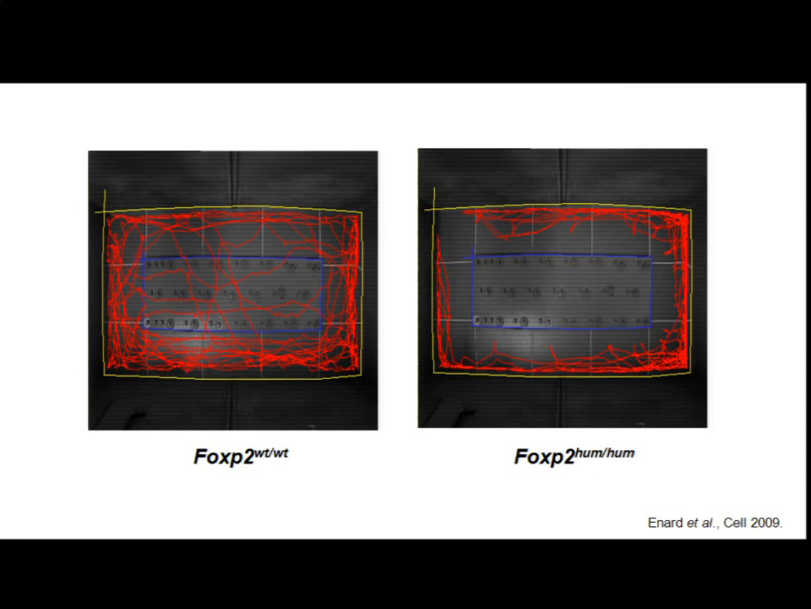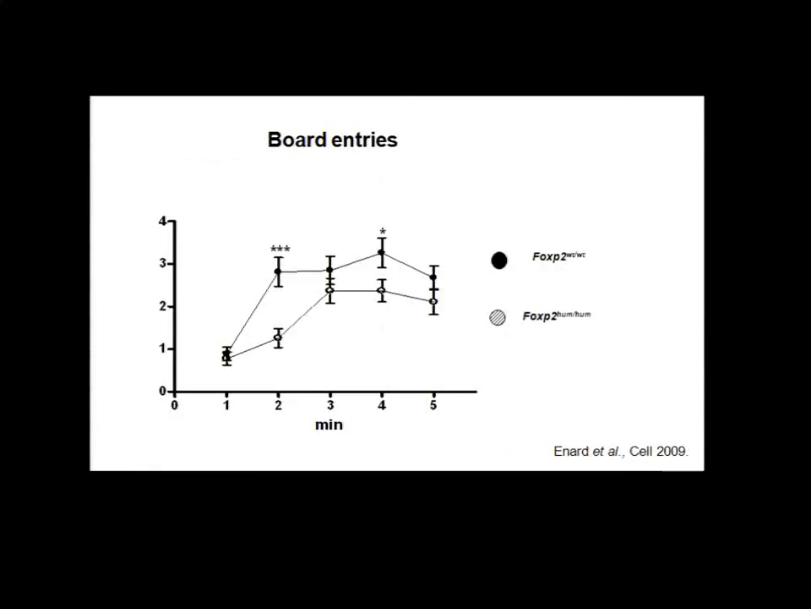But this is not something they do the whole time. Already after 3-4 minutes, there's no difference anymore between the humanized mice and the wild-type mice. So it's not that they cannot go into the middle, they're just more cautious sort of in the early phase of this. I have no clue what this means at all.